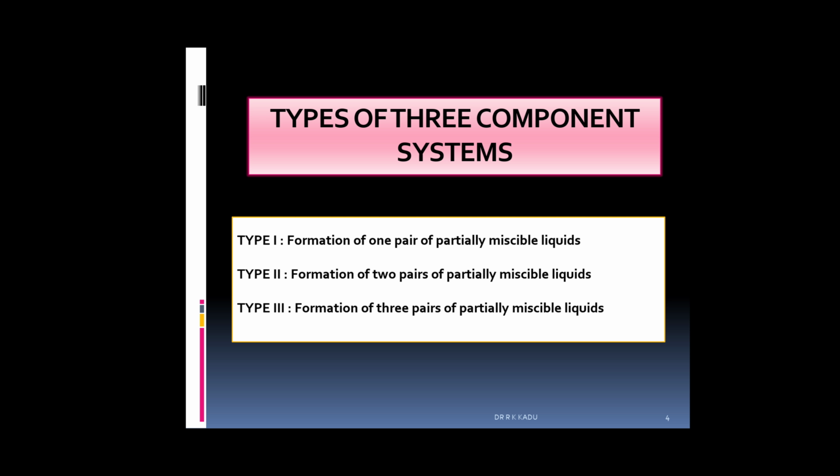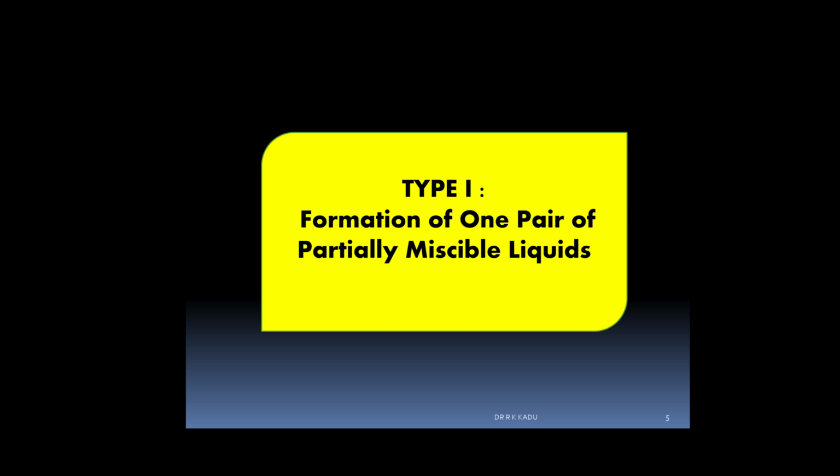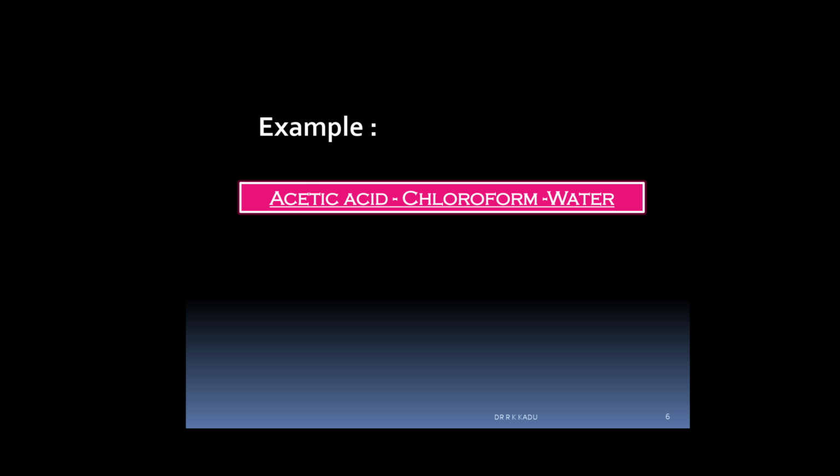These are the three types of three component system. The first type is formation of one pair of partially miscible liquids. The second type is formation of two pairs of partially miscible liquids. And the third type is formation of three pairs of partially miscible liquids. In this module, we are specifically focused on type number 1, that is formation of one pair of partially miscible liquids. The best example of such a system is acetic acid chloroform water.